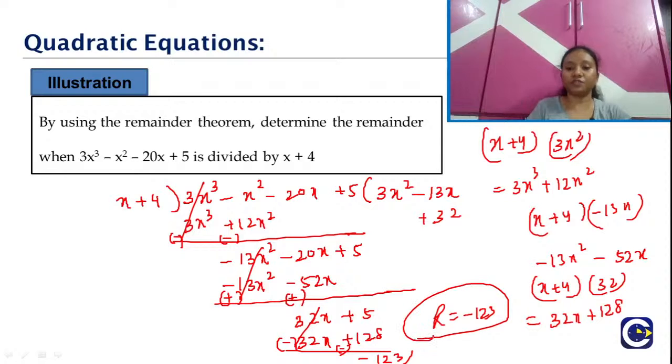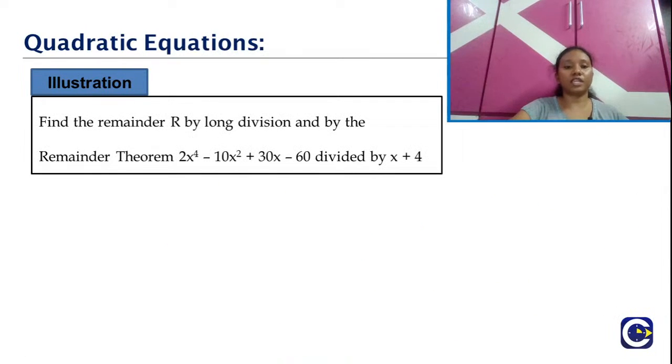The same value which we got using the long division method also, but these are two different methods. So the easiest one we can use is basically the remainder theorem. Unless they mention you to follow the long division method, you can go by the remainder theorem and you can get the remainder value. So let's do a few questions related to this.